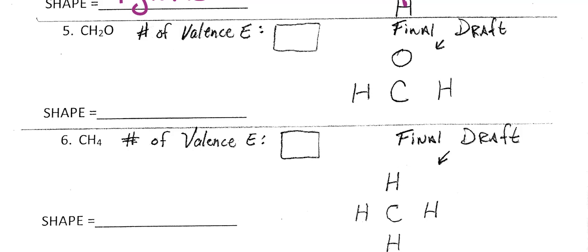Okay, here we have 6, 7, 8, 9, 10, 11, 12. You're going to need a double bond there and 2 pairs of unshared electrons on the oxygen. And of course, you've got those. You have no pairs of unshared electrons on the carbon. So this is what we call the trigonal planar.